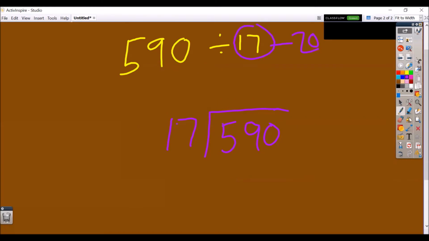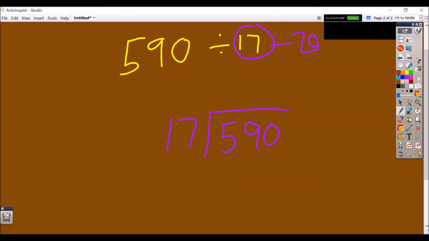Now, we know that 17 is going to round to nearly 20. So we'll keep that in mind as we're thinking about an estimate when we are trying to figure out how close we can get to the answer, or a starting point for our quotient. So we think 17 is the number. We can think of 20 when we want to estimate.